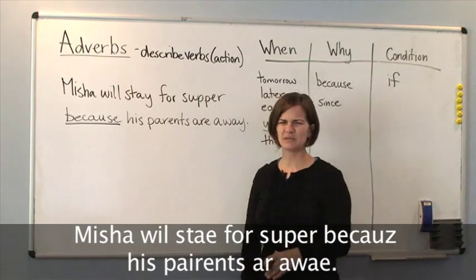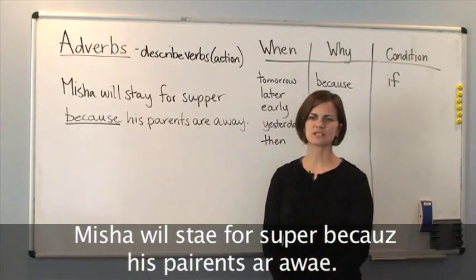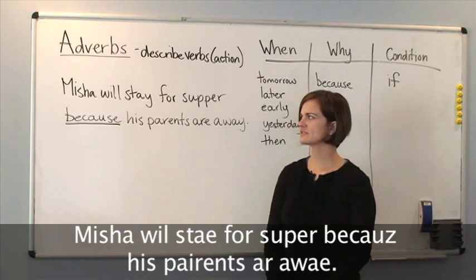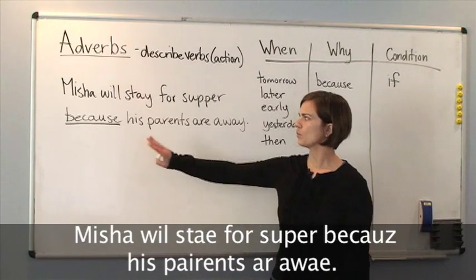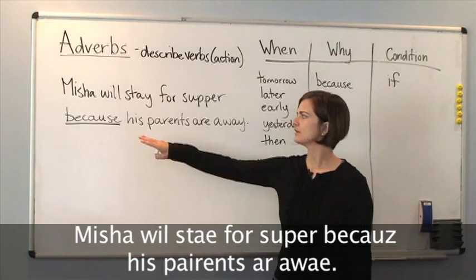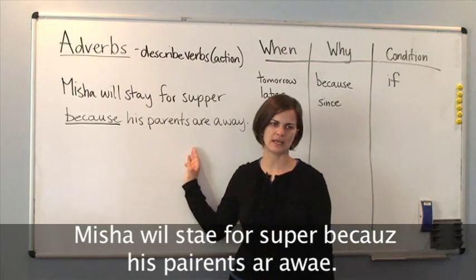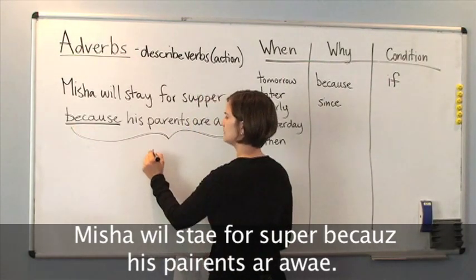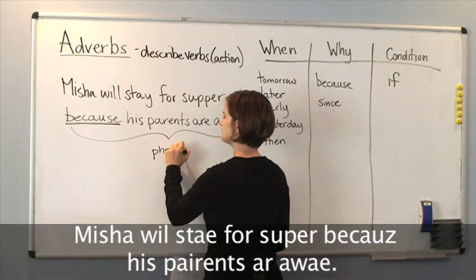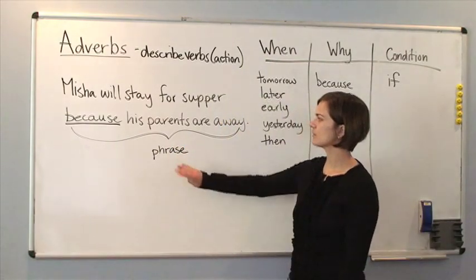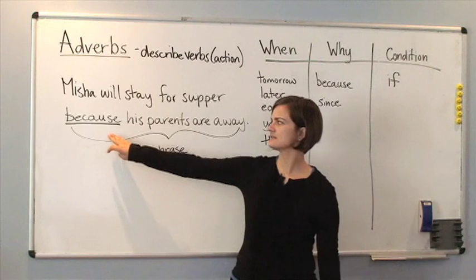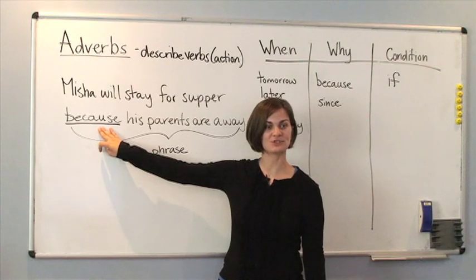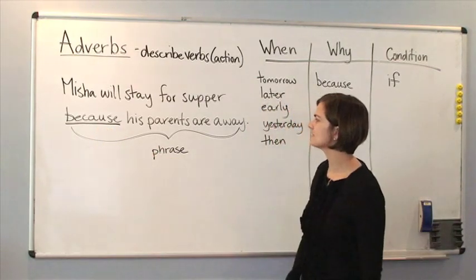But would that be complete if I just said, Misha will stay for supper because? Would that be right of me? No. I have to tell you more information, don't I? So why will Misha stay for supper? Oh, because his parents are away. This is what we call a phrase. And so this is what we call an adverbial phrase because it starts with an adverb. You're right, it does start with because, which is our adverb. So this is an adverbial phrase.